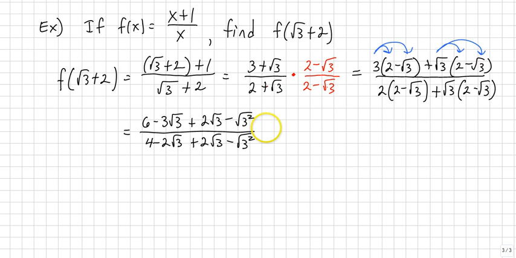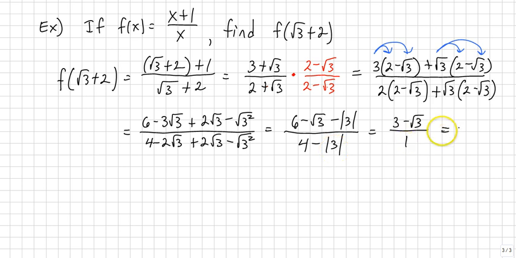Let's go ahead and combine our like radicals. So negative 3 square root of 3 plus 2 square root of 3, I'd have negative 1 of those. In the denominator, negative 2 square root of 3 plus 2 square root of 3, that'd be 0. So 6 minus the absolute value of 3 and 4 minus the absolute value of 3. I end up with just 3 minus the square root of 3.